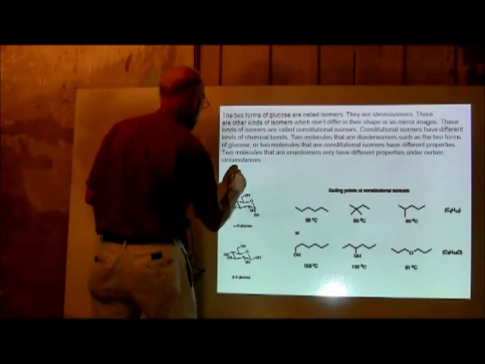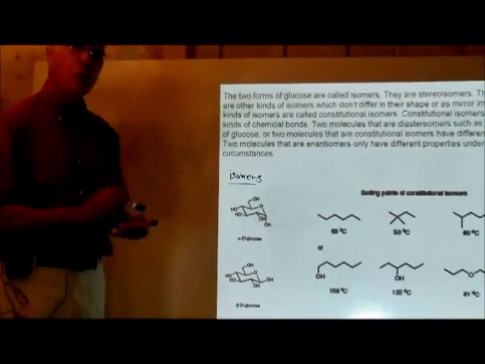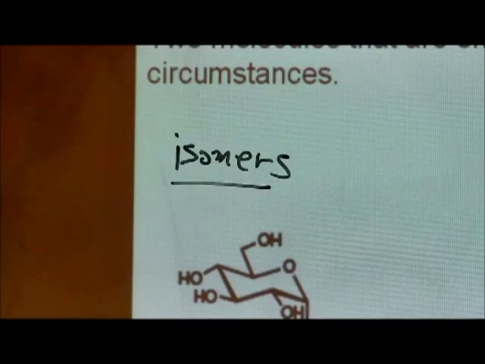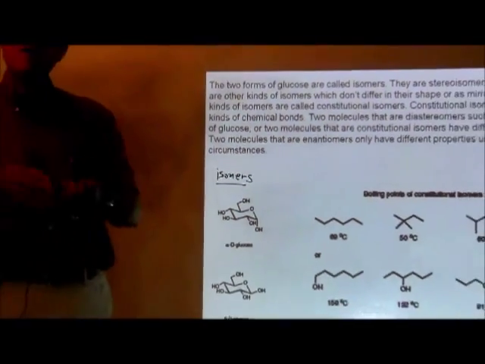So molecules that have the same formula are called isomers. I don't care what their structures are. I don't care what they look like. If they have the same formula, they're called isomers.